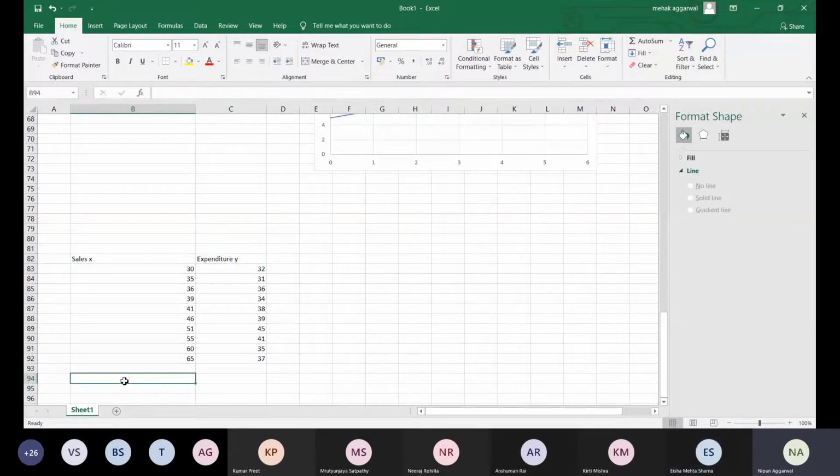So I have to find out the regression line of x on y. I want to find the effect of expenditure on sales. So that means I have to see the effect of expenditure on sales. So x on y I want to find: sales on expenditure, how the sales is dependent on expenditure. So that's why I want to find the x on y.